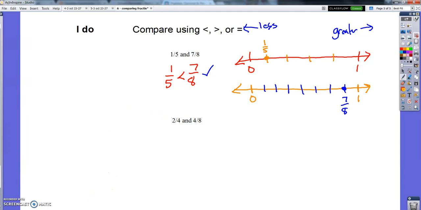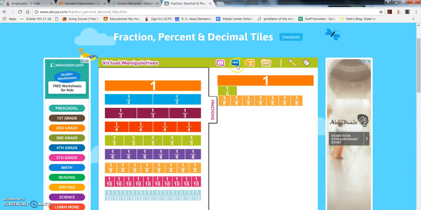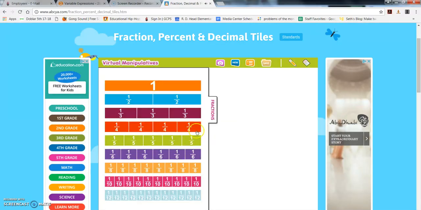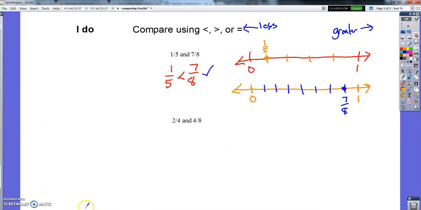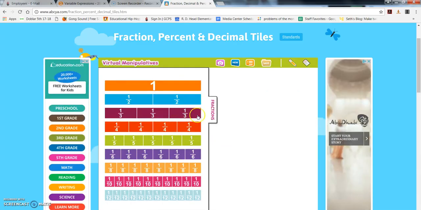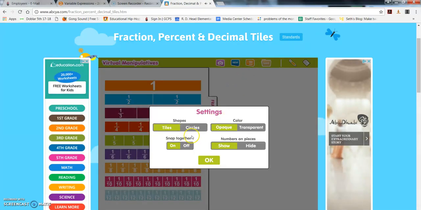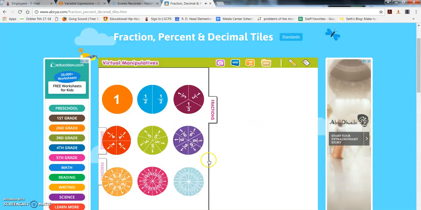2/4 and 4/8. Why don't I do circles this time? What were they again? 2/4 and 4/8. So let's switch to circles. 2/4. Remember with the circles, you've got to choose pieces that will match up. They don't work quite as smoothly. And 4/8.